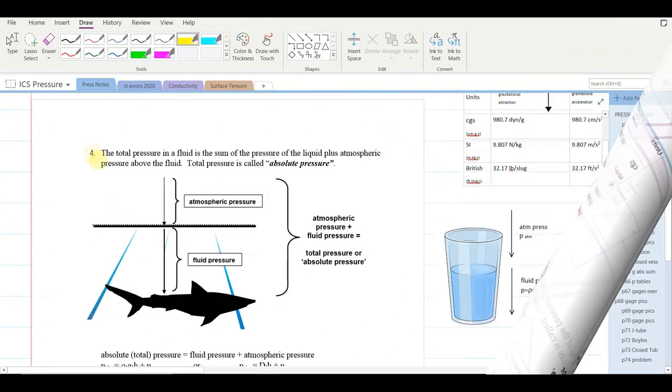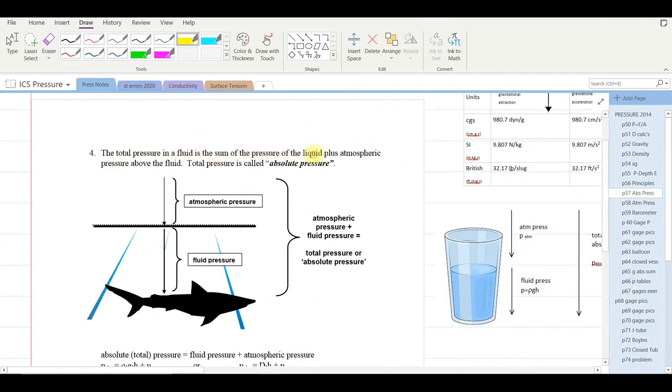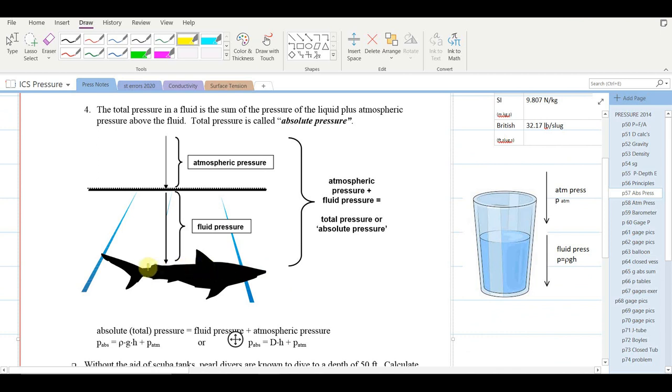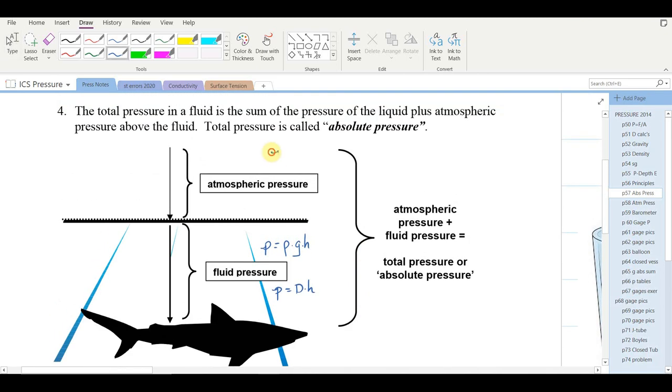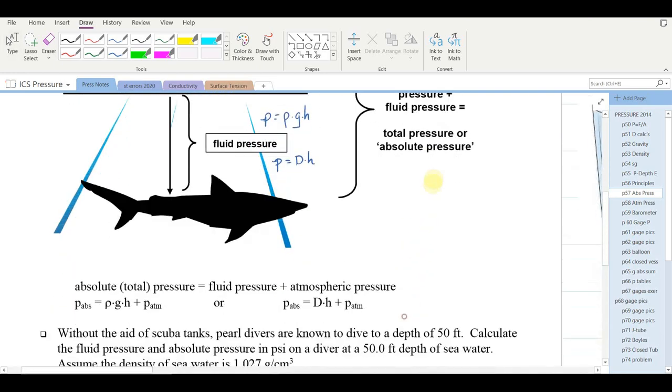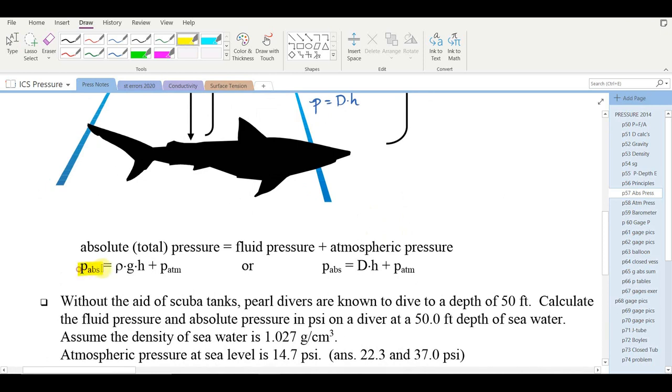Page 57. The total pressure in a fluid is the sum of the pressure of the liquid plus atmospheric pressure above the fluid, and it's called absolute pressure. So if you look at this creature that's in the water, the total pressure on this animal is the fluid pressure, which we calculate as P equals rho times g times h, or P is equal to D times h, plus, if we consider that the system's open to the atmosphere, we also have atmospheric pressure, P atm, and the sum of those two is called the absolute pressure, which means total pressure. Here's the equation here. The absolute or total pressure is the pressure of the fluid, rho g h, plus atmospheric pressure, P atm. We can write it also as D h plus P atm.